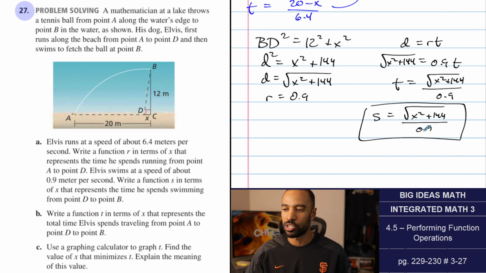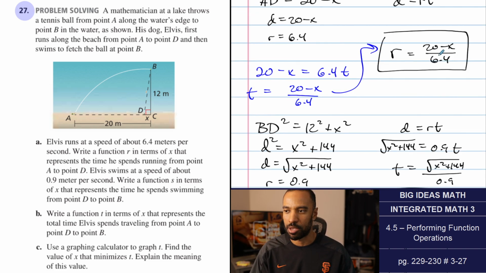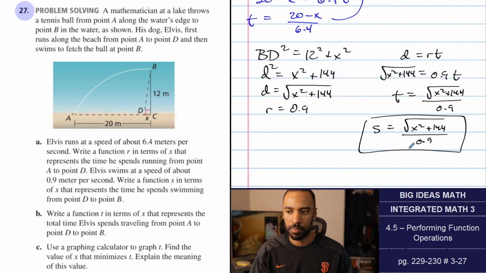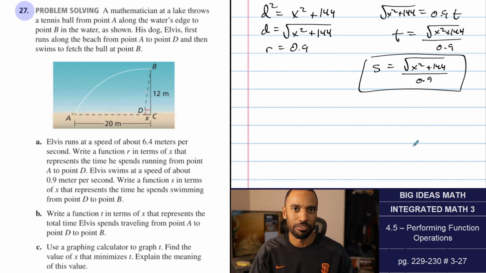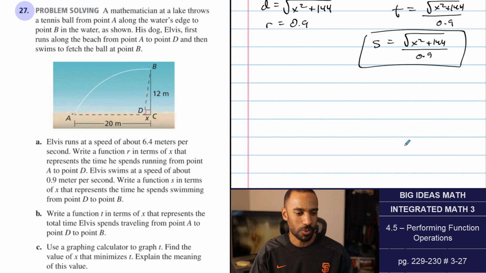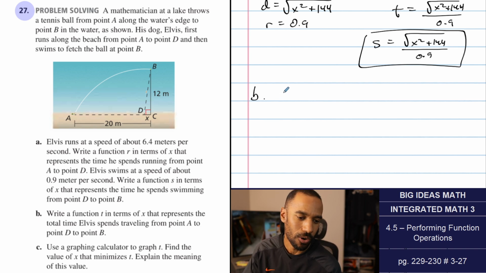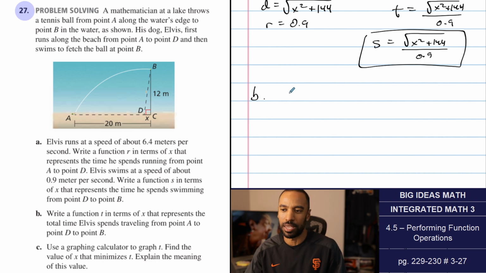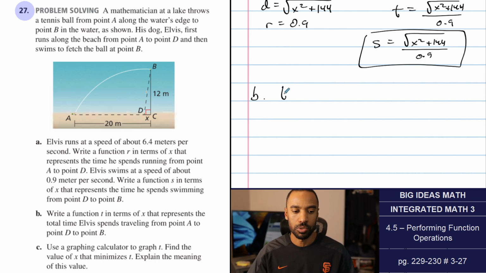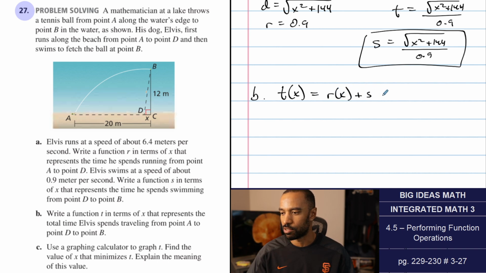So we have two different equations. This time based off that x distance, and then this time based off that x distance. This is running speed and swimming speed. I know why they have r and s there for running and swimming. I just don't like that r is also a rate. Okay, part B. Write a function t. Oh, great. T is what I would use for time. In terms of x that represents the total time Elvis spends traveling from point A to point B. Well, times add together. So t of x equals r of x plus s of x, which means your running time plus your swimming time.